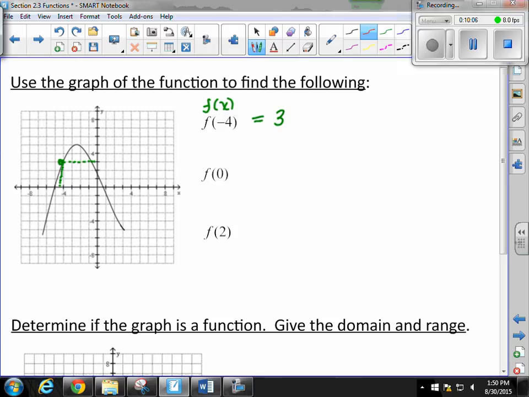F of 0, what happens when x is 0? At x equals 0, if I follow my function up, it looks like that crosses the y-axis at 2. And if we want to know what happens when x is 2, we go back and we look at when x is 2, what y value do we get? And it looks like on this one, it's at -3. So the value in parentheses is your x value, and the y value is also known as your function value.